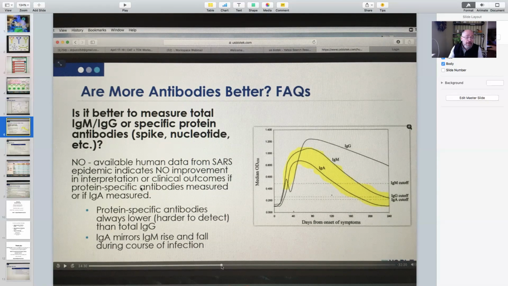This diagram is a little antiquated in the sense that it's asking, is it better to measure total IgM and IgGs versus more specific viral proteins like spike proteins and nucleotide proteins? I know that's fancy language, but this is saying no, but the new evidence is saying clearly yes, that making the antibodies IgM and IgGs even more specific to the spike proteins on the virus, and the nucleotides, are more impactful.